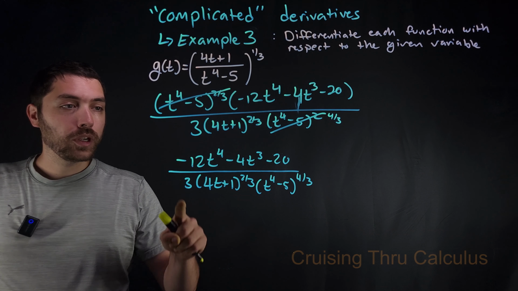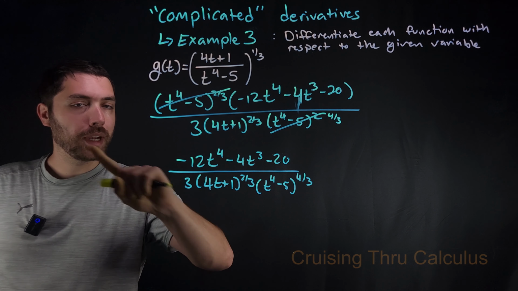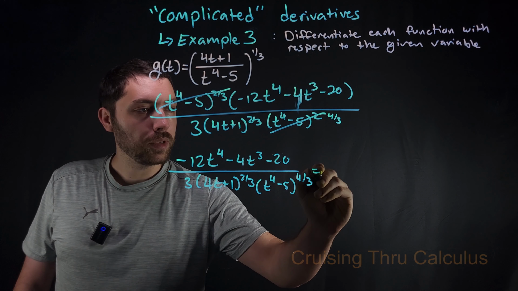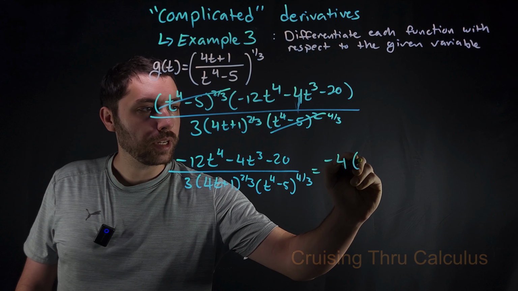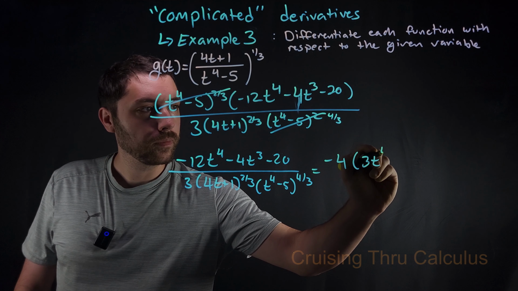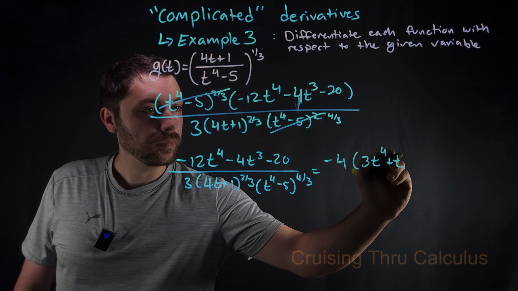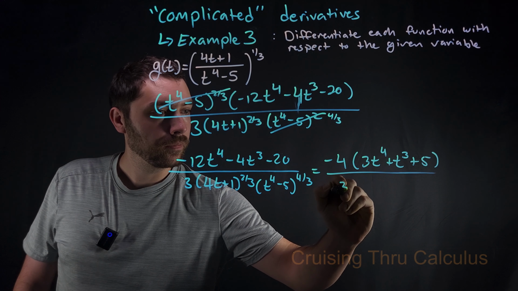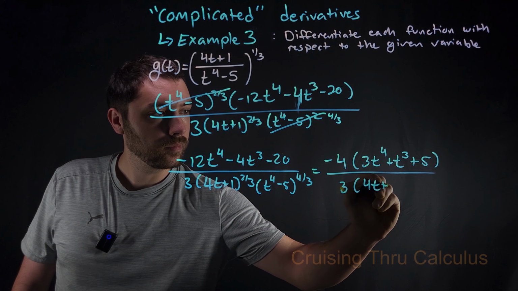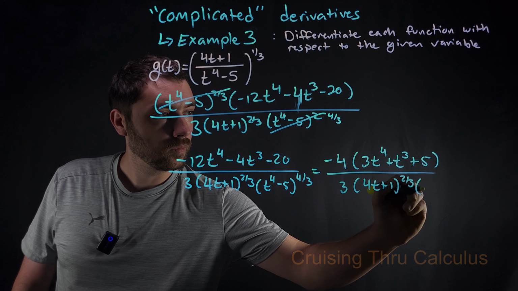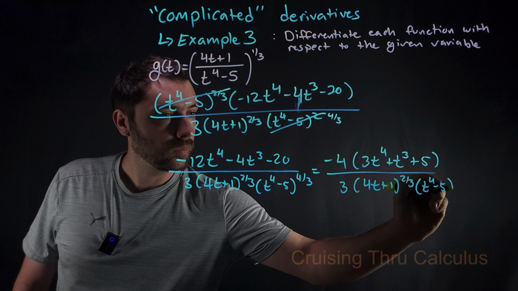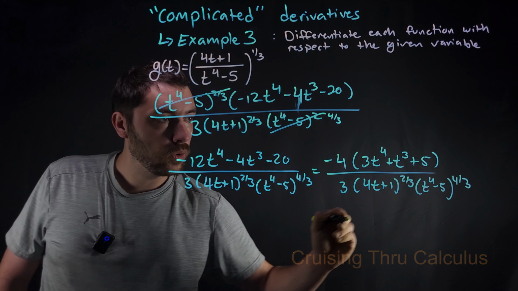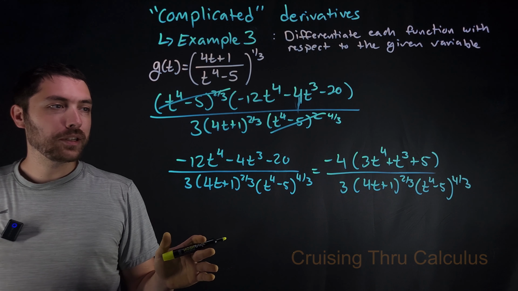If you take a look in the numerator here, all of these numbers are divisible by negative 4. So why don't we take a negative 4 and factor it out here? Like that. Whew, I'm pretty sure that's where we're going to end it here.